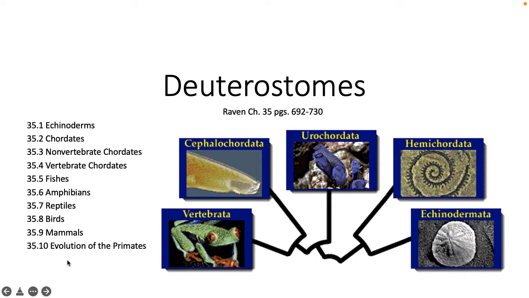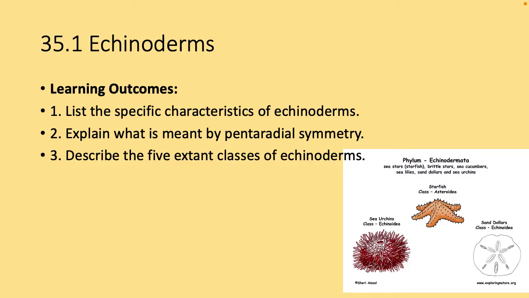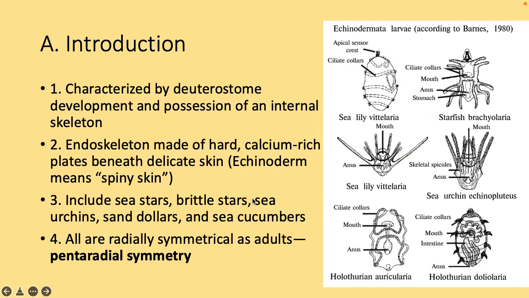about the chordates. Okay. So for Echinoderms, we'll talk about some characteristics of them, their symmetry, and then just kind of briefly go through the 5 classes of the Echinoderms. So first off, deuterostome development, and they have an internal skeleton.